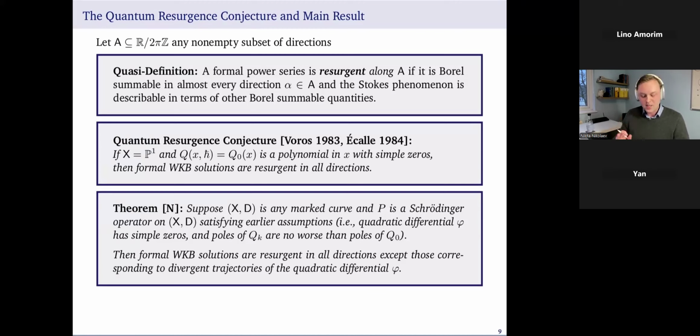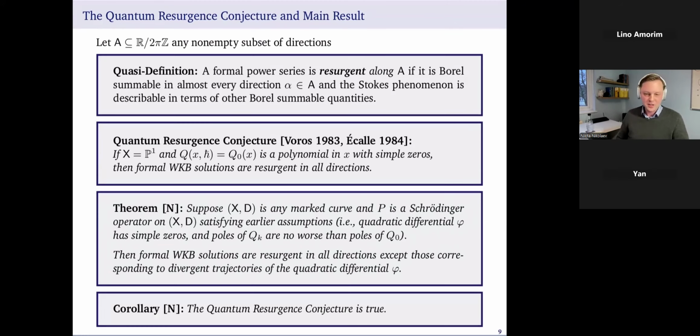The exception is given by a natural foliation that you have on the spectral curve coming from the quadratic differential. There's a type of trajectory that this foliation may have, called divergent trajectories. They're particularly badly behaved leaves, critical leaves of the foliation. And it is in those directions that resurgence fails. Actually, the thing that fails is the exponential type. That's the only thing that fails.